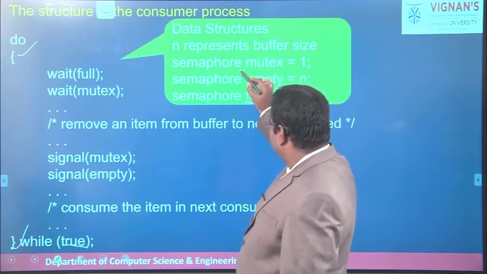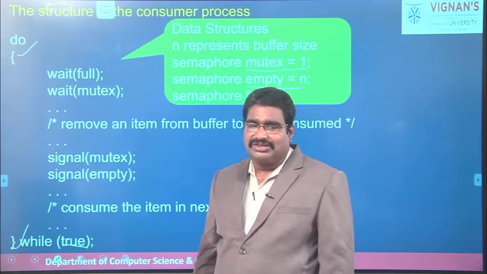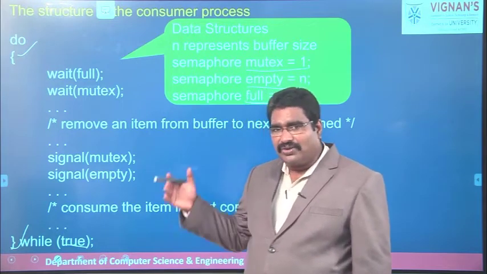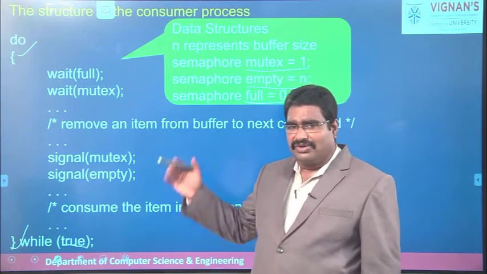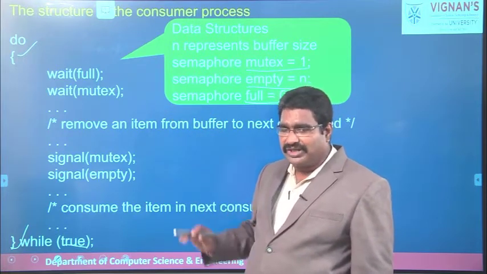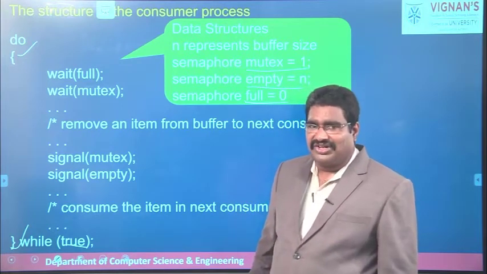And next one is mutex, which we are using for mutual exclusion purposes. It is a binary semaphore. Initially its value is 1, and whenever we are modifying the shared data items, we use wait mutex. After completion of the modification, we give the signal mutex, so the other process is allowed to perform the modification on the shared data items.